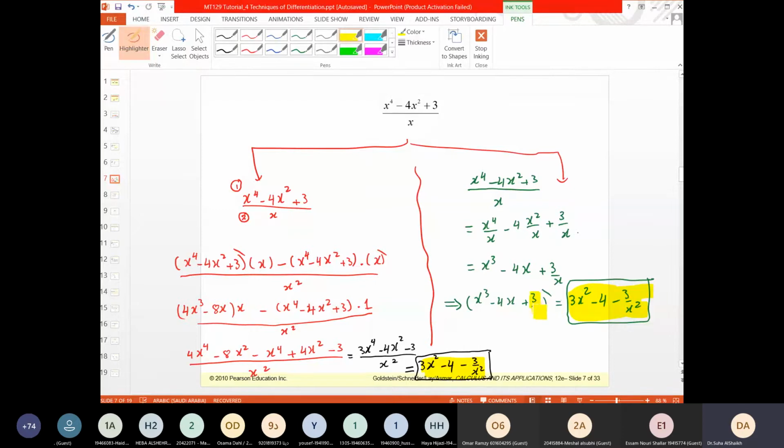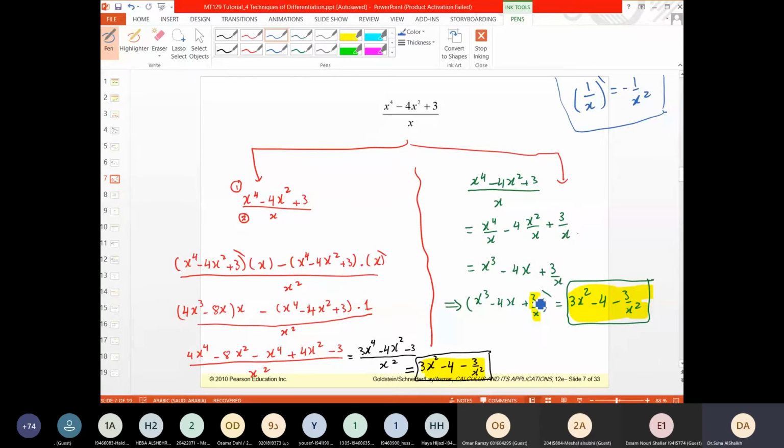The last one is the derivative of 3 over x. I told you that the derivative of 1 over x is one of the most important derivatives that we have. You have to know that when you find the derivative of 1 over x, it's minus 1 over x squared. This is one of the rules that we have. But this is what we use here. I have 3 over x, the derivative of 3 over x is minus 3 over x squared. Either you do it this way or that way, it's the same. It's leading to the same solution.